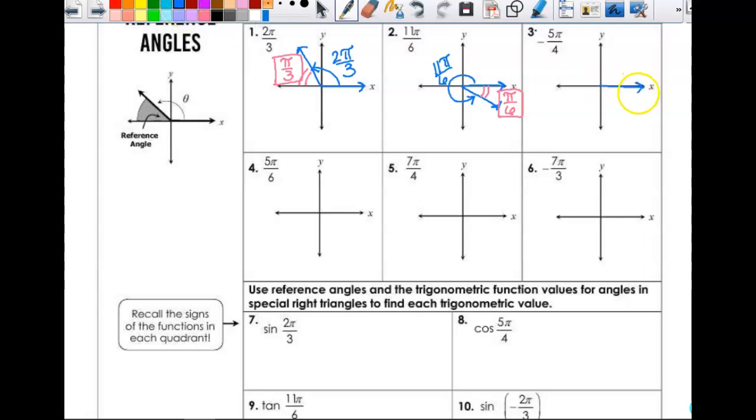Negative 5 pi fourths. What quadrant am I in? Second, because it's negative, right? So I would start here. This gives me negative 4 pi fourths, and then I got to go one more. I know pi fourths is 45, so I'm about right there. That is negative 5 pi fourths. My reference angle is pi fourths. Yes? Questions? All right, you do the next three.